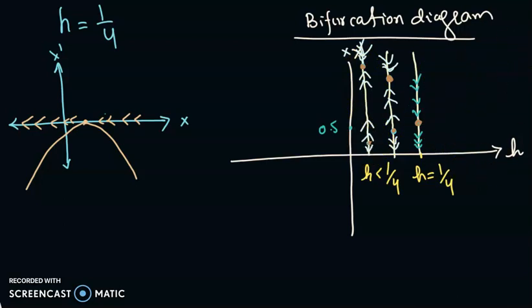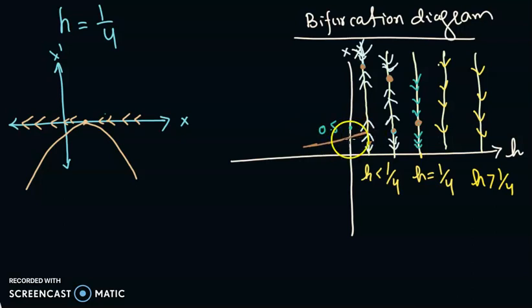For h greater than 1 by 4, the flow would look like this. Now we can draw this. It is going to look something like that. Very crazy drawing. Let me put this over here. So it would look like this.